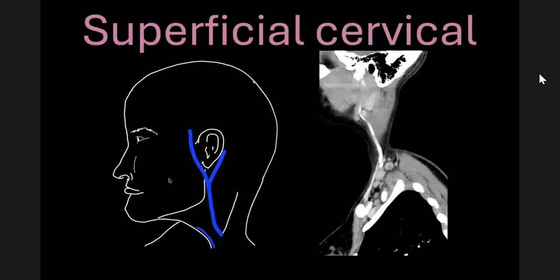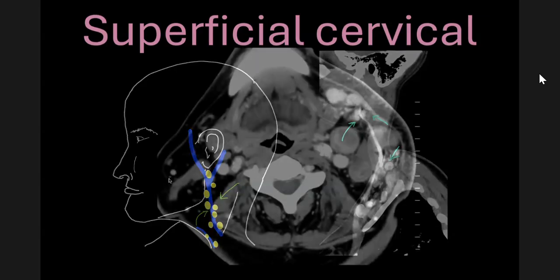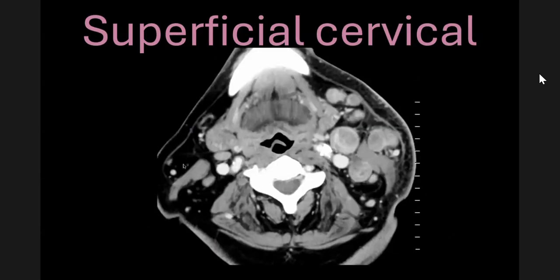Then superficial cervical lymph nodes that are along the external jugular vein, all along the neck. They drain the skin of the neck. And these again can be enlarged in local skin malignancies. So here we have different lymph nodes along the external jugular chain, along with level 2 and some level 1 lymph nodes, level 1B lymph nodes.